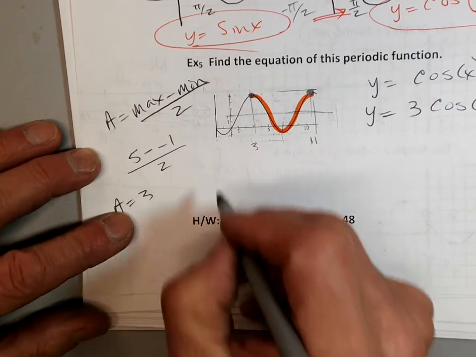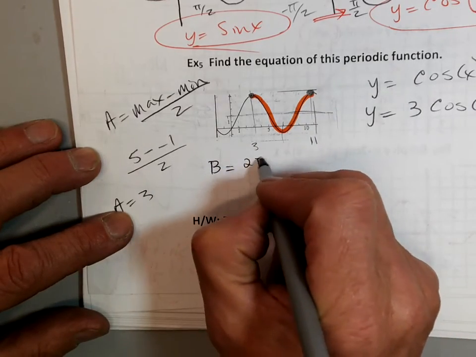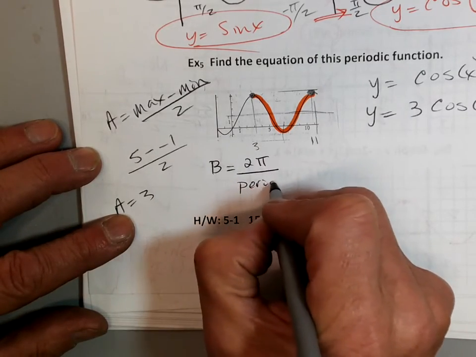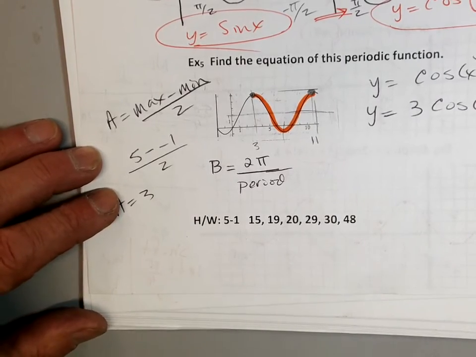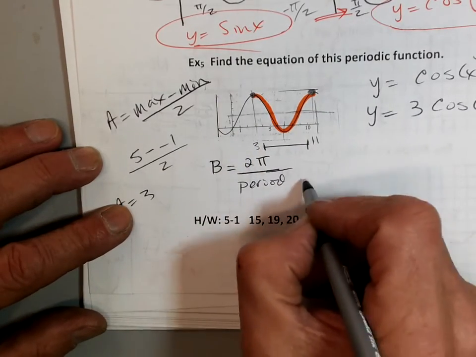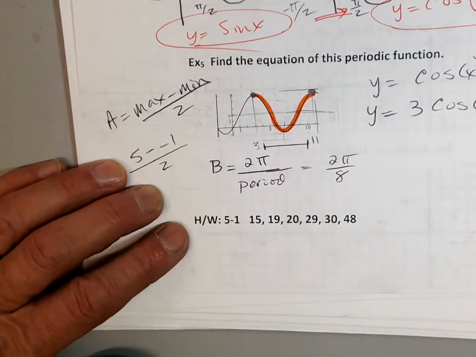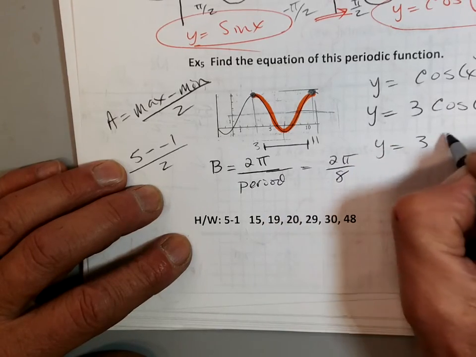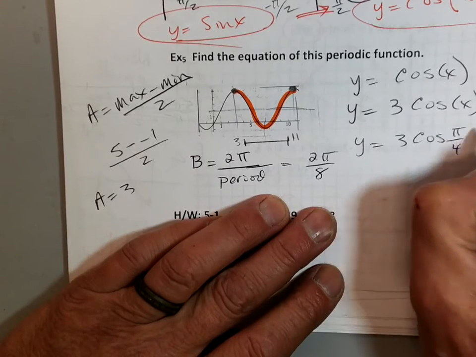Now we have to find b. B is the frequency. To find b, you take 2 pi, always, divided by the period. What's the period? 3? 8. Right? How wide is this? The period is how wide. So the period is 8. So b, which is the frequency, is 2 pi divided by 8. What's that make? Pi fourths. So here's my new equation: y equals 3 cosine of pi fourths, parentheses.